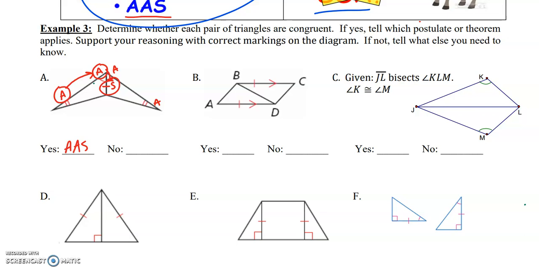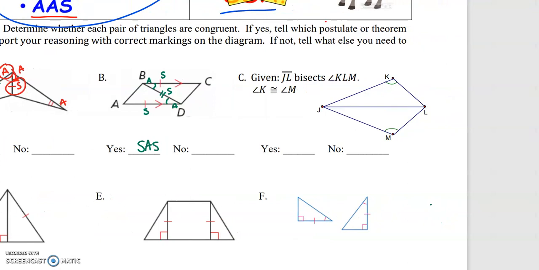So this one, we do have some alternate interior because of the parallel lines. And then we have our reflexive. So we have a tick mark, which is a side. We have an angle, and then we have another side, and it does sandwich it. So SAS is the reason, and it does have it over here as well, sandwiched between.